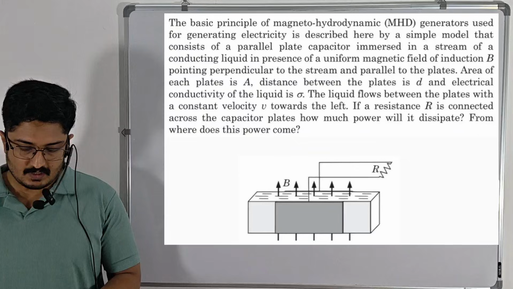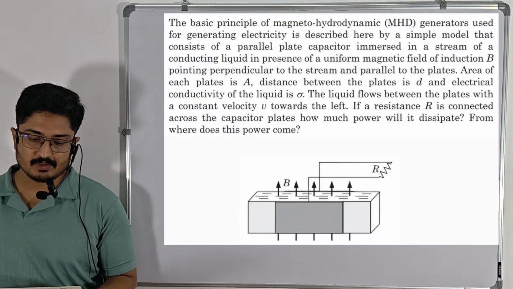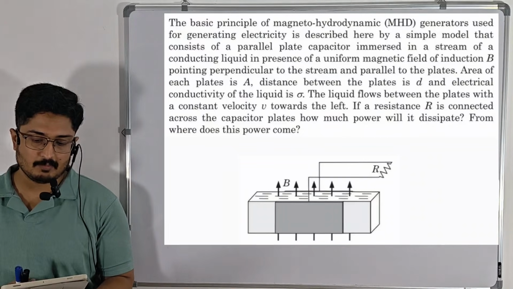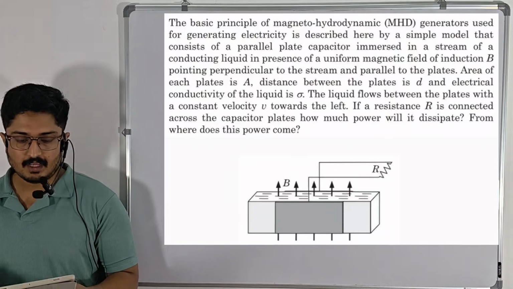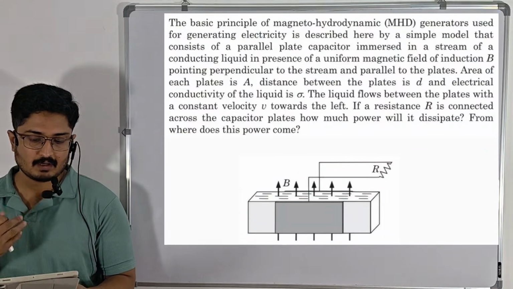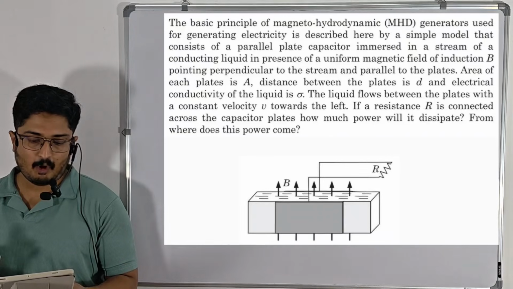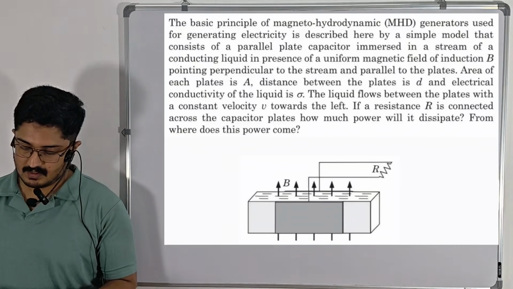It says that the basic principle of magneto-hydrodynamic generators used for generating electricity is described here by a simple model that consists of a parallel plate capacitor immersed in a stream of conducting liquid in the presence of a uniform magnetic field B pointing perpendicular to the stream and parallel to the plates.